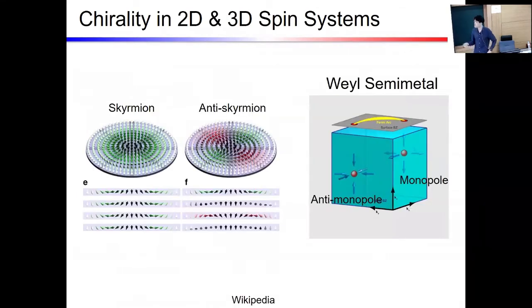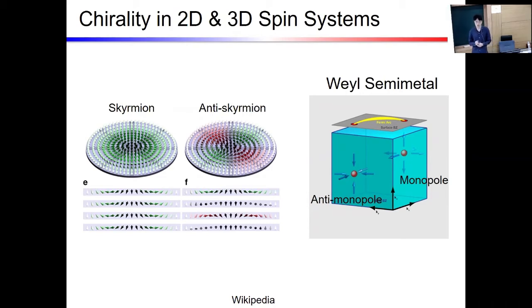And in two dimensions, we have a very nice example, the skyrmion and the anti-skyrmion. They have different spin textures, and we have a distinguished topological invariant. And also the Weyl semimetal has a three-dimensional monopole and anti-monopole. Actually, this is not a real spin system. This lives in the momentum space. Anyway, their structure is actually the same as the so-called monopole and anti-monopole.